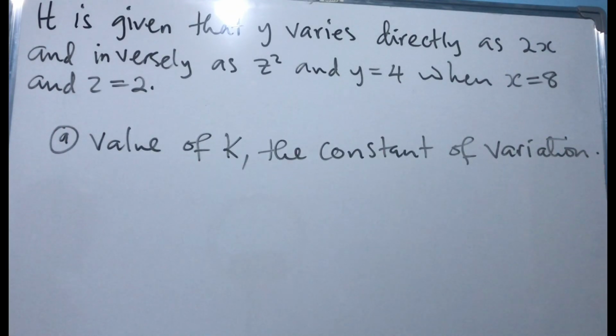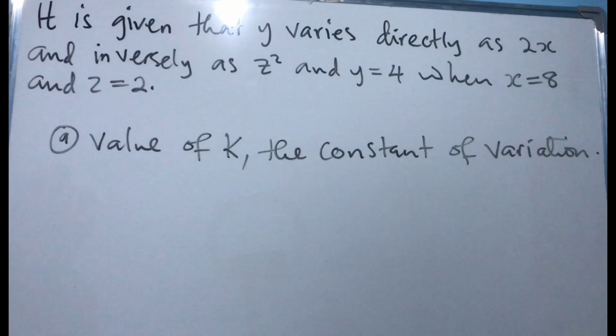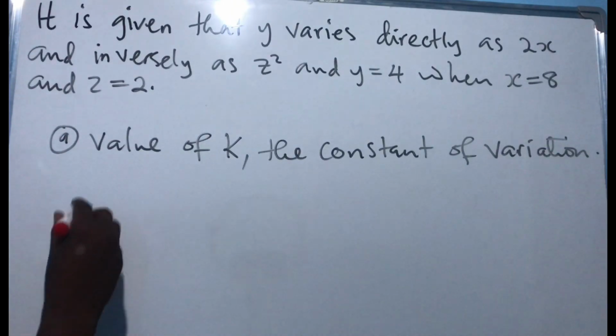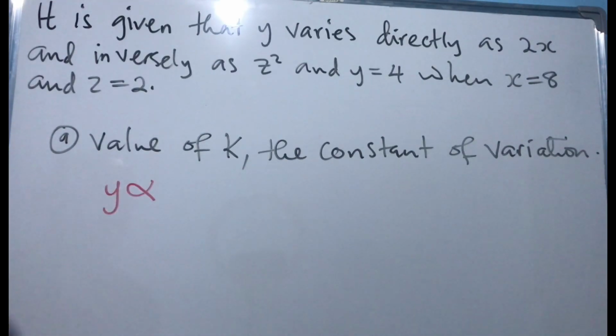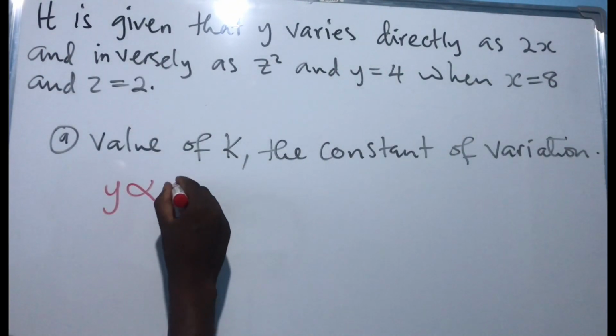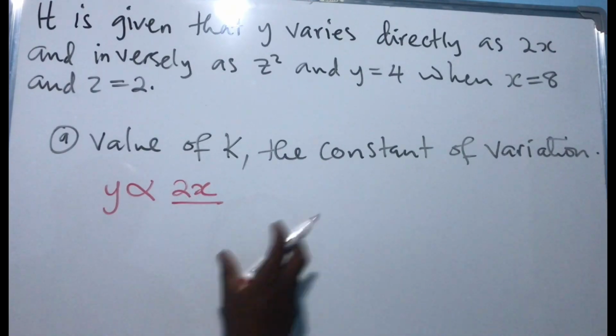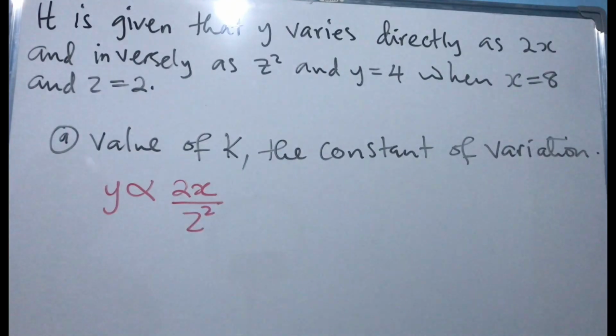We first have to come up with a structure on how we are going to arrange this that varies either directly or inversely as y. Okay, so our formula will be y varies. This is a symbol to represent that it varies. It is given that y varies directly as 2x, so 2x will be on top here, over, and inversely as z squared. So the z will be here. This is basically what you needed to come up with first.